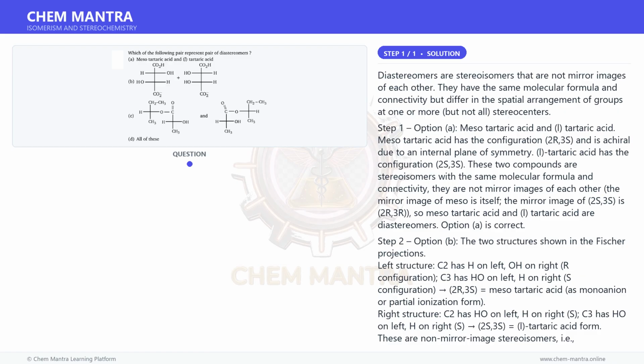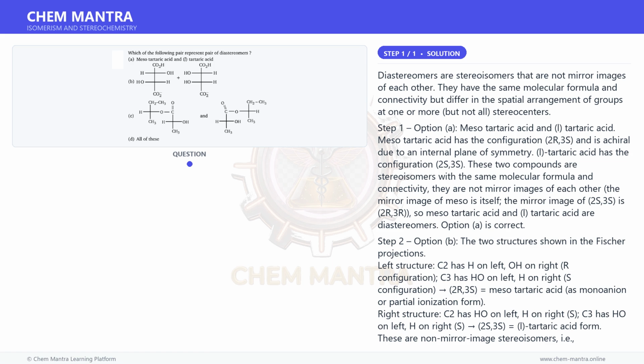Step 2, option B: the two structures shown in the Fischer projections. Left structure: C2 has H on left, OH on right, R configuration. C3 has HO on left, H on right, S configuration.